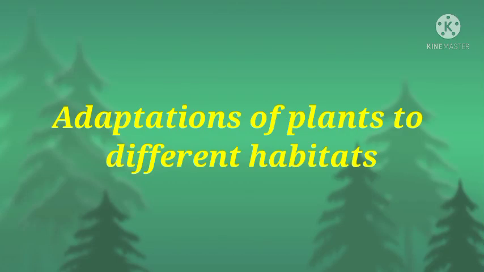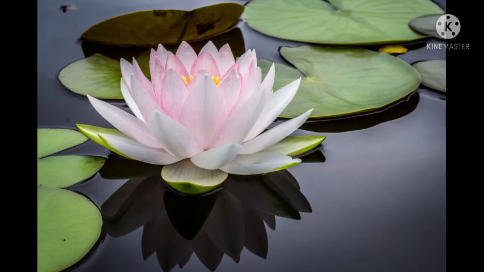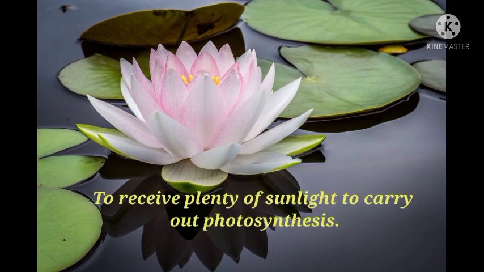Children, have you ever wondered why the broad disc-shaped leaves of the lotus plant float freely on the surface of water? The answer is the flat surfaces of the leaves are modified to receive plenty of sunlight to carry out photosynthesis. That's why the broad disc shaped leaves of the lotus plant float freely on the surface of water. So, this is the answer.